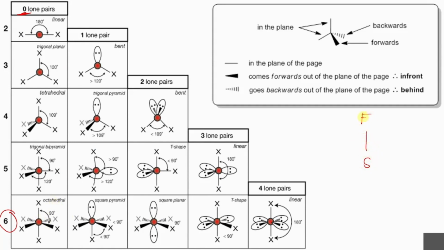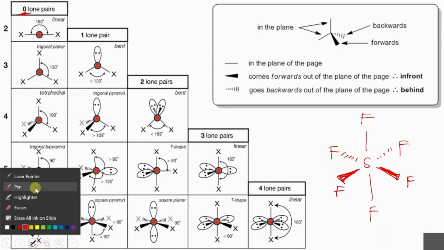So in this case, that's sulfur in the center. Then we have F here, then we have F coming forward, F going backward. Then again, another wedge here, forward, F. Then at the back, that's F. Okay, let's visualize this in the simulator.